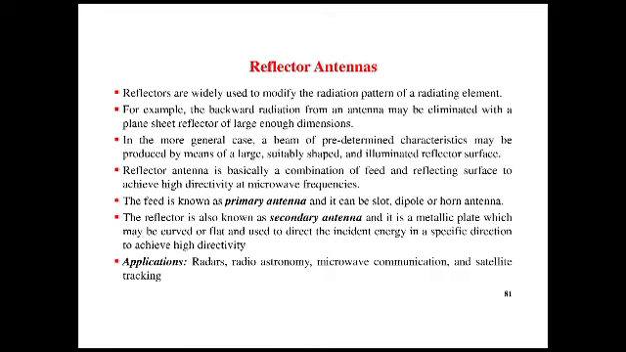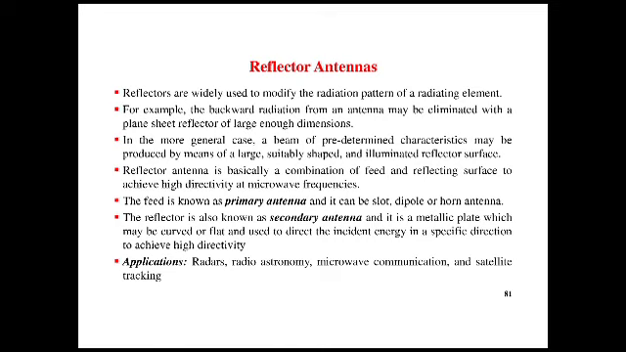Reflector antennas are widely used to modify the radiation pattern of the radiating element. For example, radiation from the antenna may be illuminated with a plane sheet of enough dimension. In the more general case, a beam of predetermined characteristics may be produced by a suitably shaped and illuminated reflector surface.